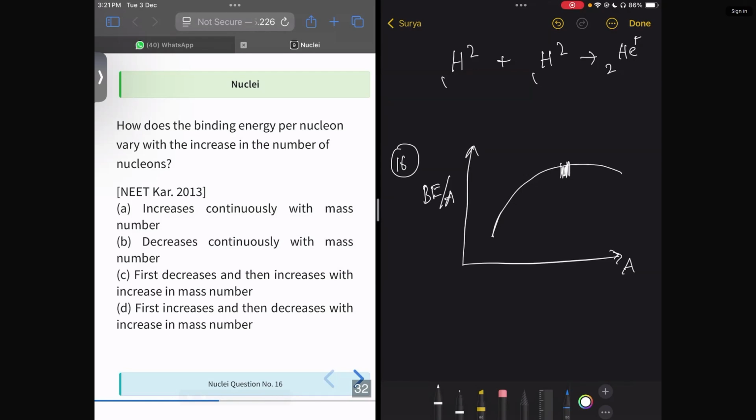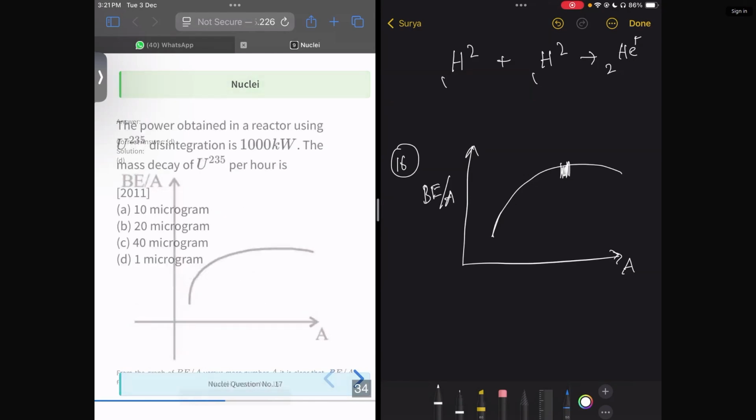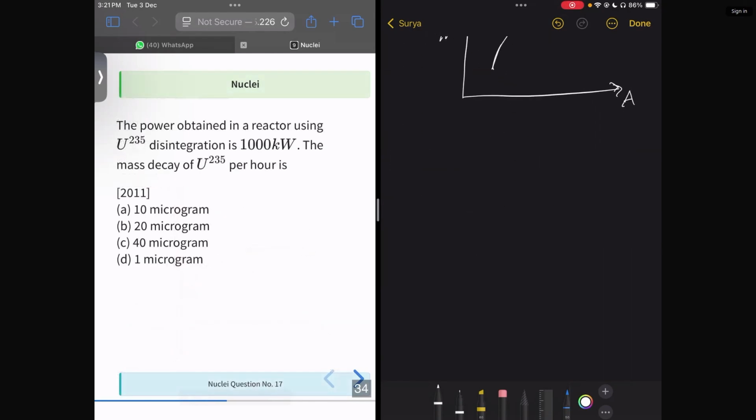So going to the next question. Here option D is the right answer. So going to the next question, the power obtained in a reactor of uranium-235 disintegration is 1000 kilowatt. The mass decay of U-235 per hour.